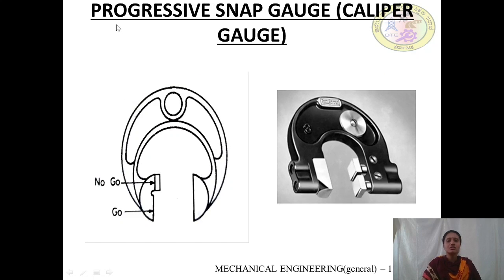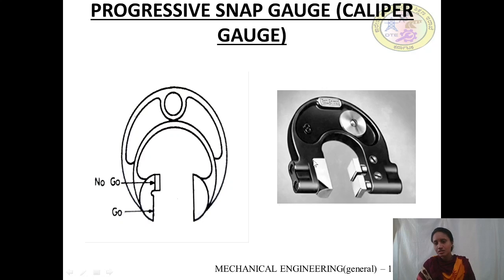Next, let us move on to the progressive snap gauge. The progressive snap gauge is also called the caliper gauge. This is the other name for the progressive snap gauge. As the name itself indicates, progressive, both ends, the go end and no-go end, will be on the same side. So this saves time to check the dimensions. It will be very easy.